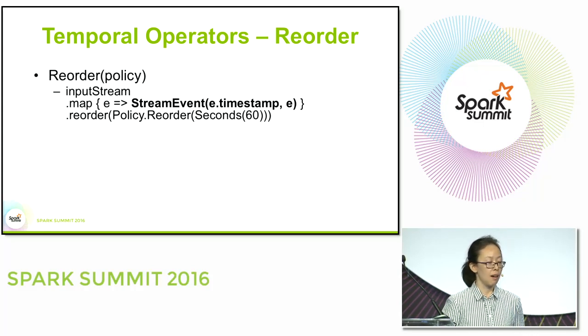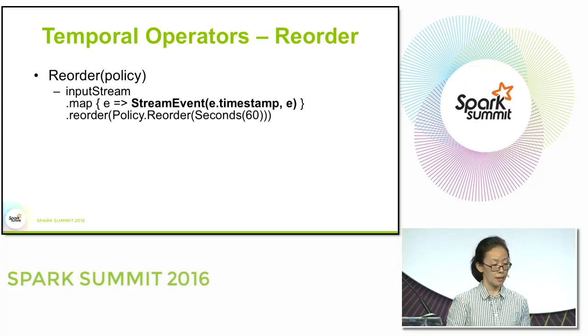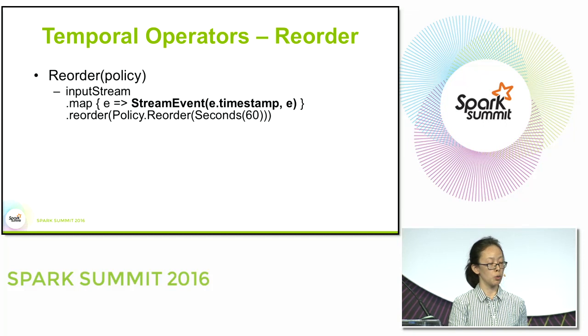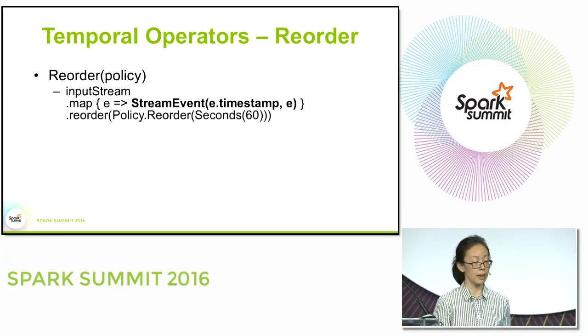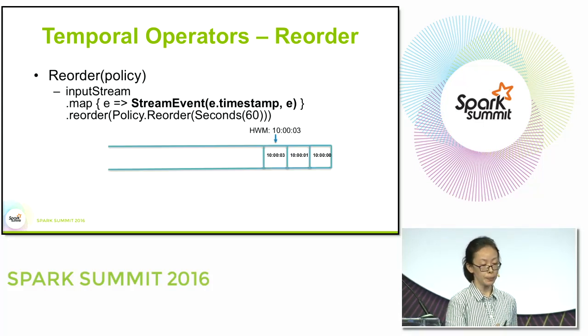So first, the reorder. When we get the input, we always need to map it to a string event type, which has 2 fields. The first one is the application time. The second one is the payload of the data. And then suppose we take a simpler example. Here we are going to do a reorder with a reorder policy of 60 seconds, which means if the data is late within 60 seconds, sort it back in order, but beyond that, just drop the data.